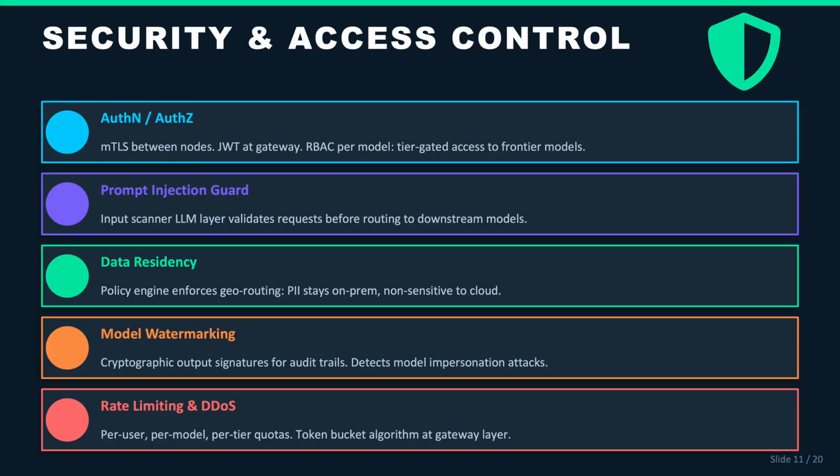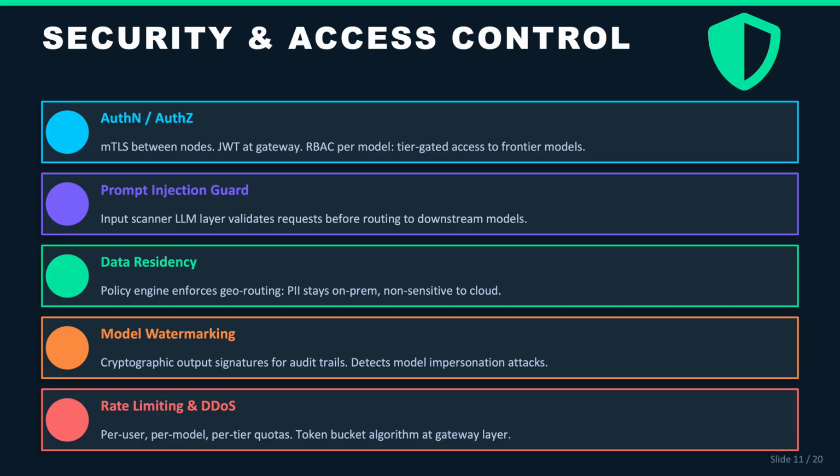Security and access control. Security in an LLM mesh is multi-layered and cannot be an afterthought. Let's walk through each layer. Authentication and authorization uses mutual TLS between all mesh nodes, JWT tokens validated at the gateway, and role-based access control per model, meaning lower-tier users simply cannot access frontier models. The prompt injection guard is a dedicated input scanner, itself a lightweight LLM, that validates every incoming request for injection attempts before routing it downstream. This is a critical defense layer that most organizations skip and later regret.